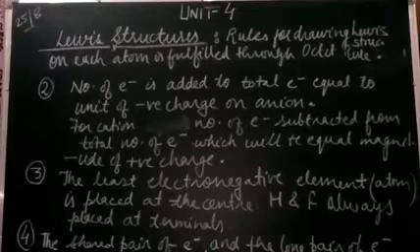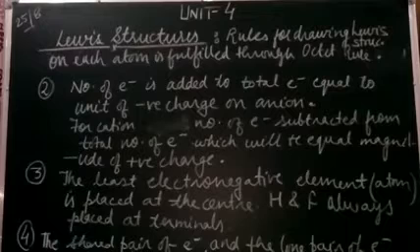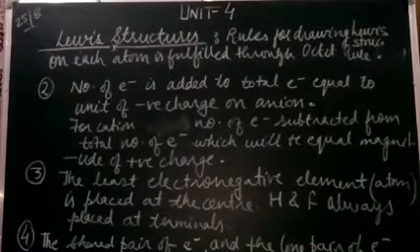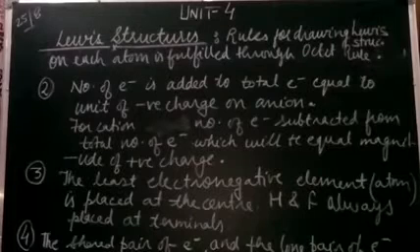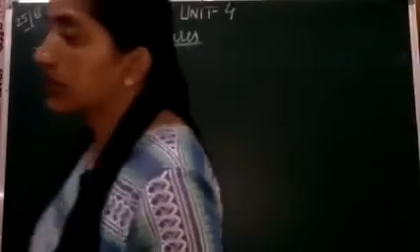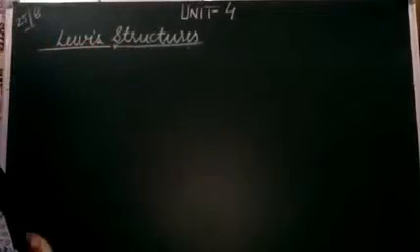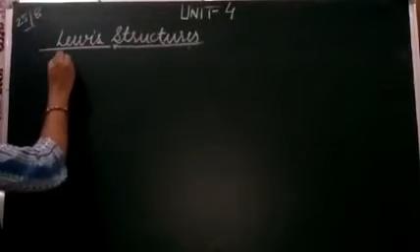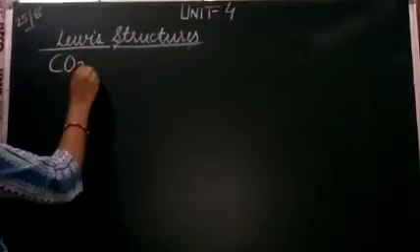Now next we are going to follow these rules while drawing the Lewis structures of certain molecules and ions. Now students, we will draw the structure of a neutral molecule, then we will draw for the cation and the anion. So I am taking a neutral molecule here, carbon dioxide, CO2.